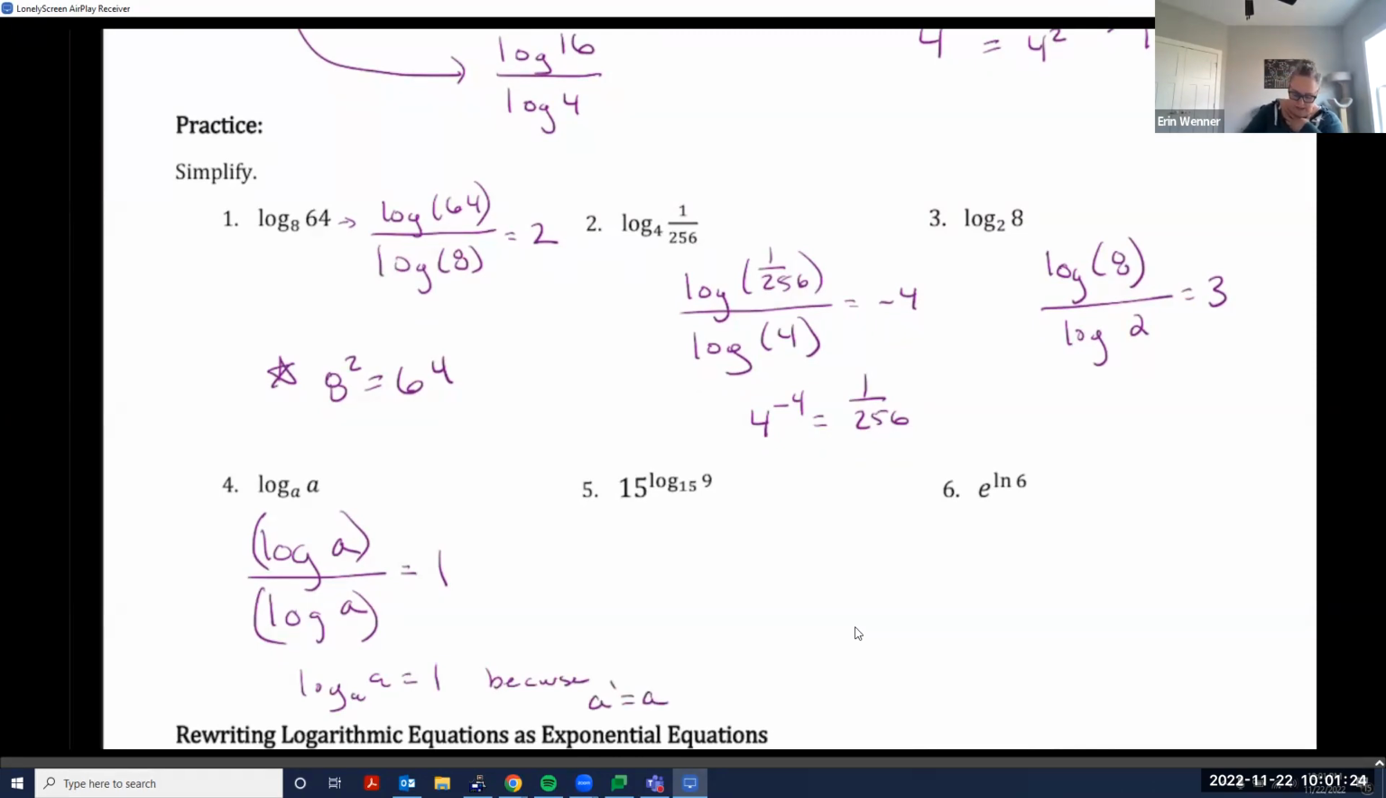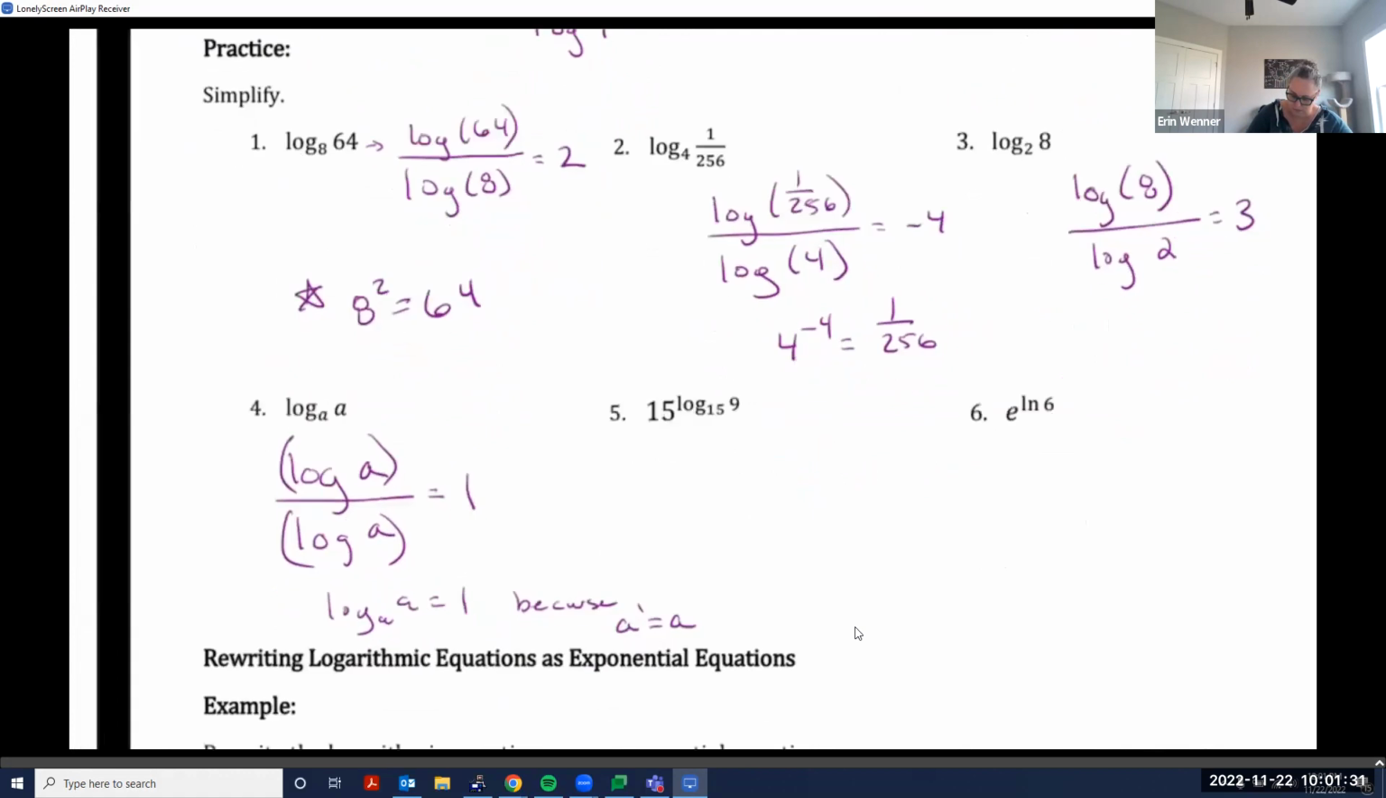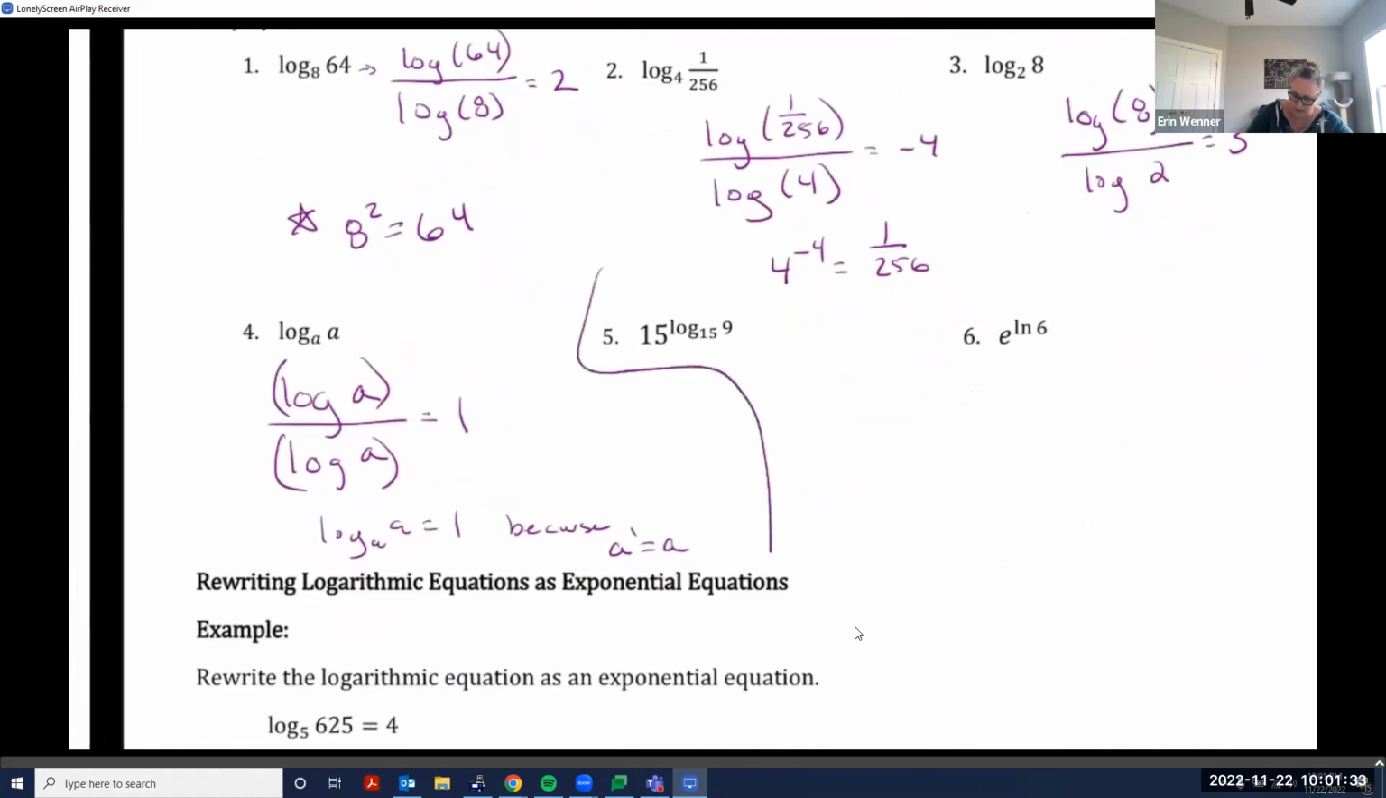So if I had, instead of log base A of A here, let's say I had log base 9 of 9. Well, those are actual numbers. We're still going to get the same answer of 1 here because 9 to the first power equals 9.